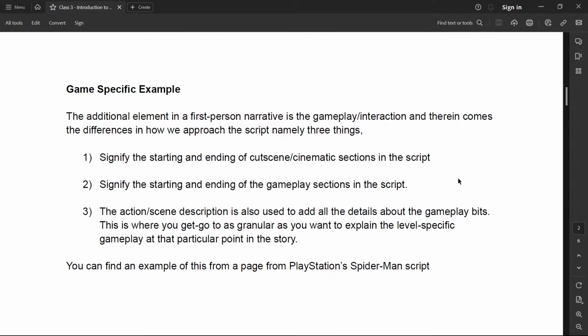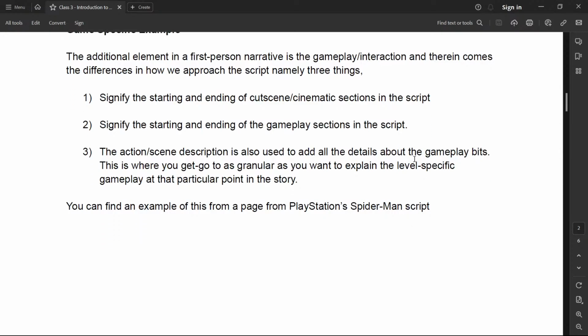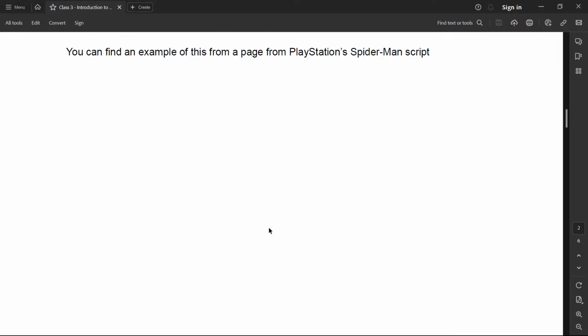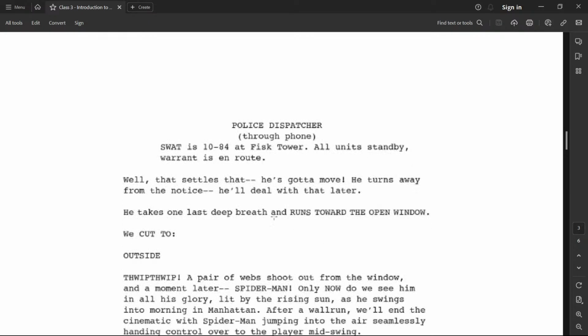So you start the starting, ending of cutscenes or the gameplay sections in the game, and then for the gameplay also you need to add all of that. So this is an example of a Spider-Man script, which I'm going to be showcasing right now. So yeah.